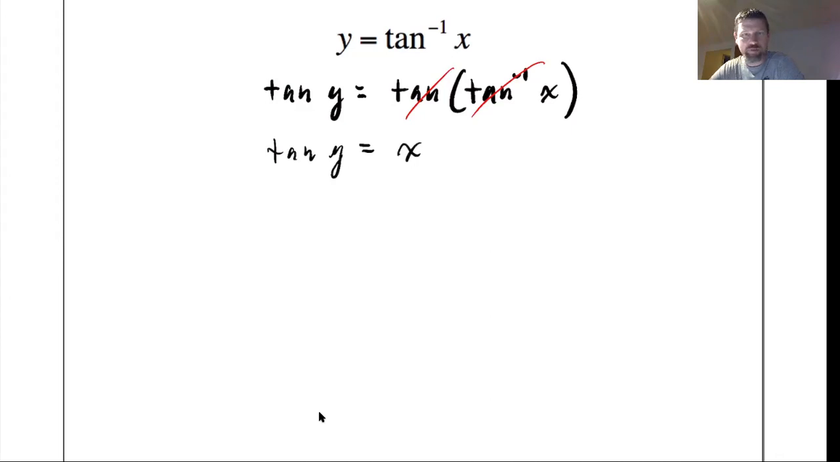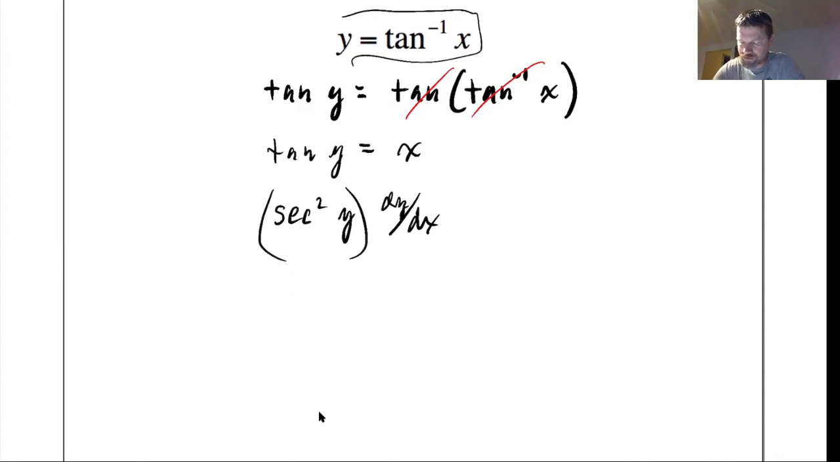Now I'm going to take the derivative of both sides because I do know the derivative of tangent. So the derivative of tangent is secant squared. So this would be secant squared of y times the derivative of the inside. Well, derivative of y is dy dx. This is called implicit differentiation again. When you don't have a nice y equals equation, you got y in there. Equals derivative of x is just 1.